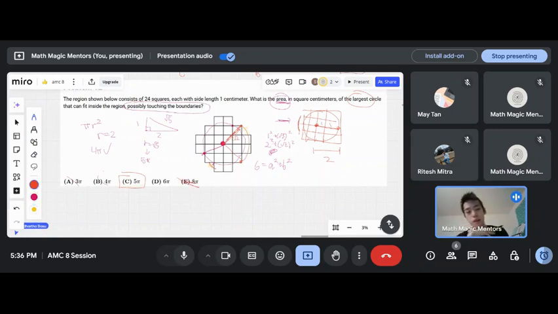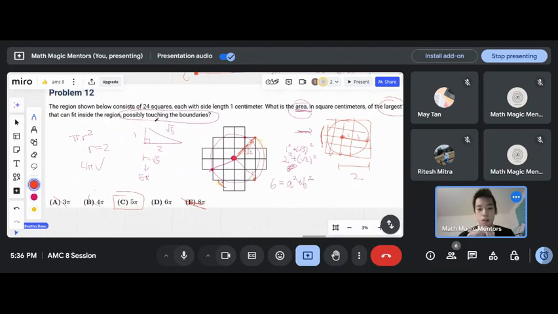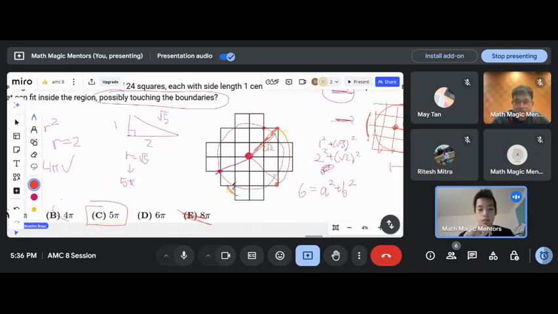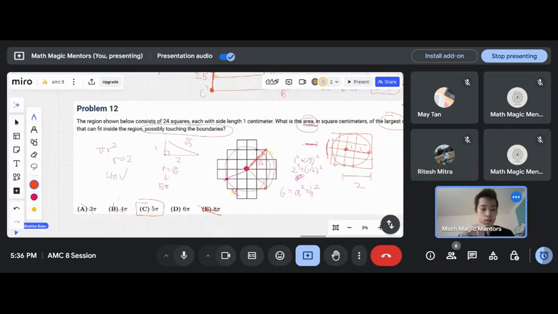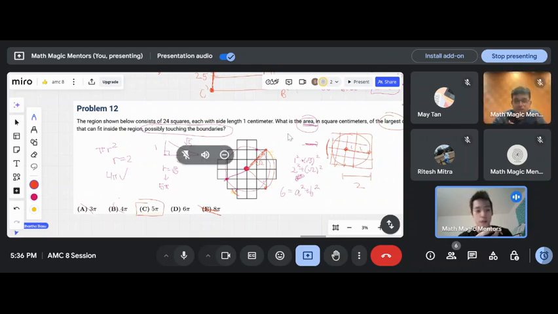Looking at this the first time, I'm actually not sure about 6. I don't think 6 will work. So the answer should be 5. Again, my intuition for 6 not working is that if you have any extra radius, the circle is going to get outside of the grid, and we don't want that. So let's just check 5 pi. Yeah, it's problem 12. Yeah, and it's 5 pi.